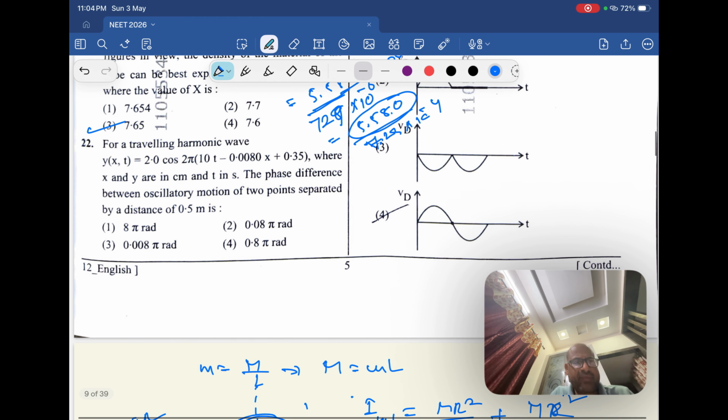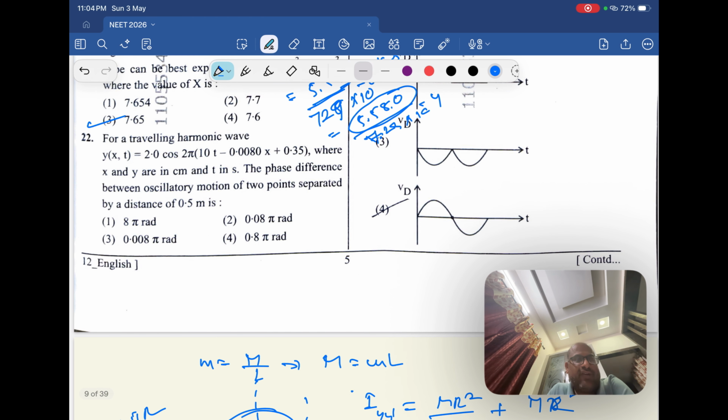Okay, yeah. Next you see, a traveling wave equation is given: A sin or A cos of omega t minus kx, plus 5.